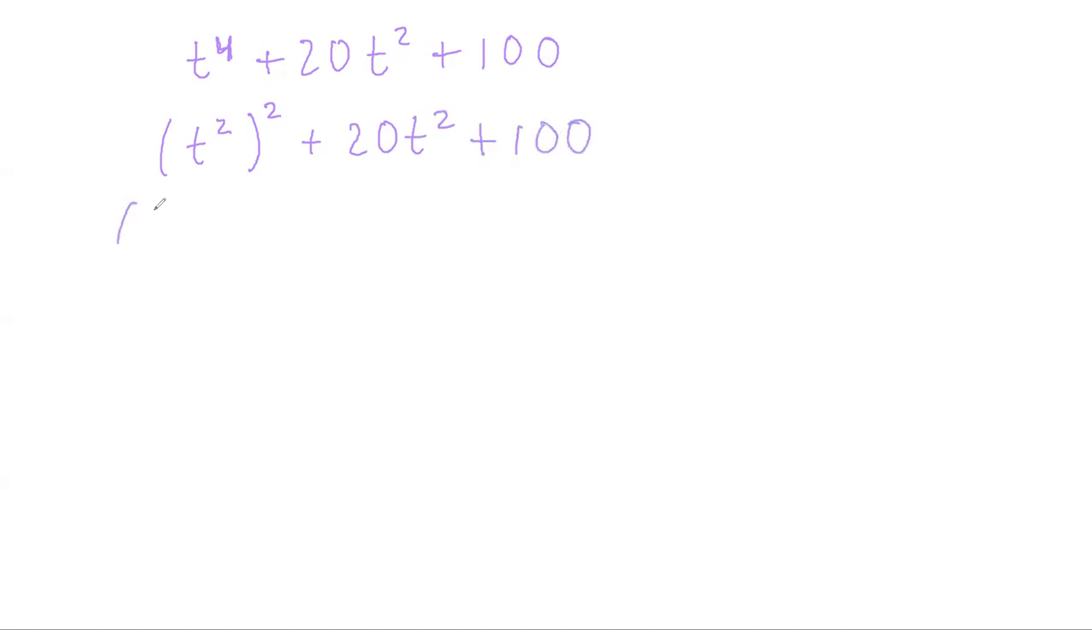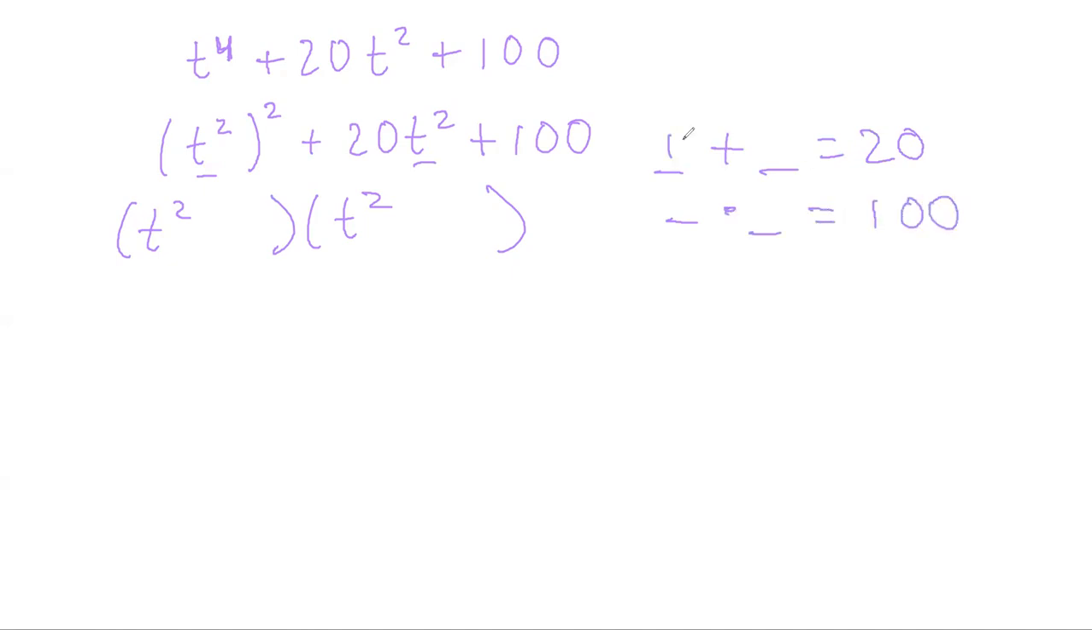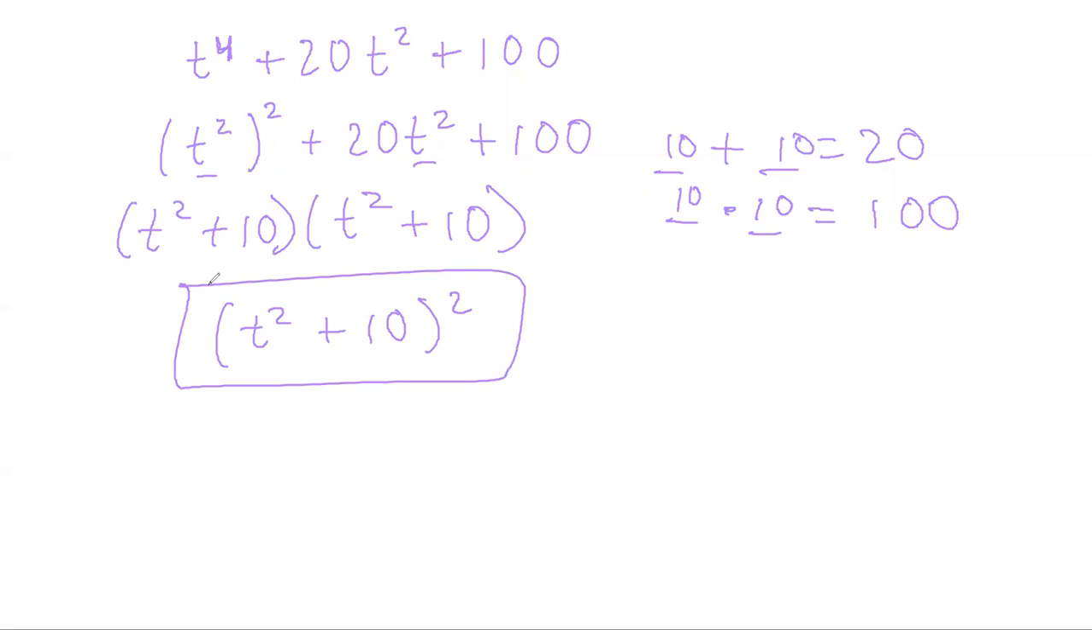So t squared is what will be in the parentheses, because it acts as an x. And then I'll still look at, okay, what two numbers add up to 20 that also multiply to 100. In this case, that's 10 for both. So t squared plus 10, t squared plus 10, and this is equal to t squared plus 10 squared. So that's my answer there.